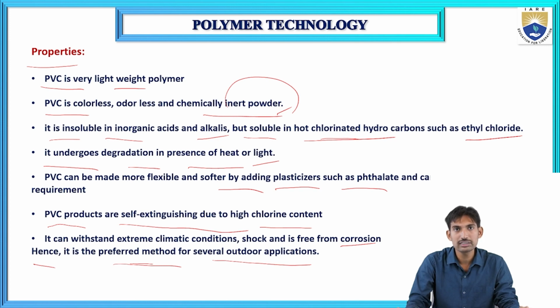Polyvinyl chloride undergoes degradation in the presence of heat or light. It can be made more flexible by the addition of plasticizers. Due to its high chlorine content, polyvinyl chloride products are self-extinguishing.